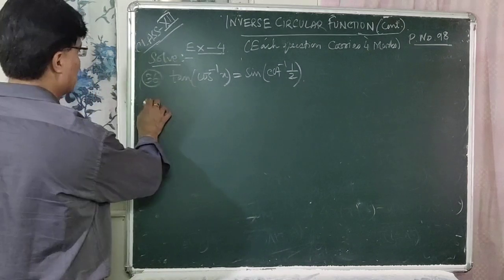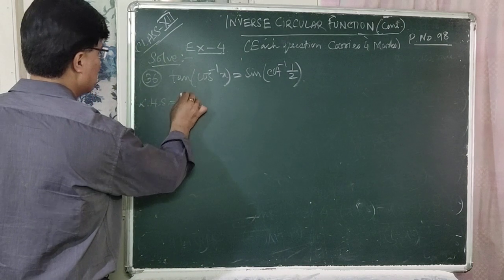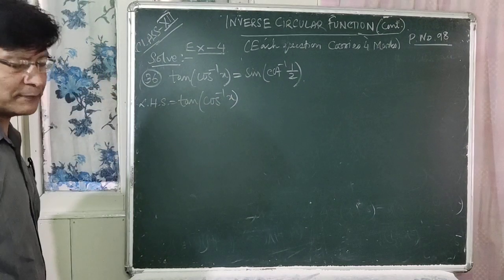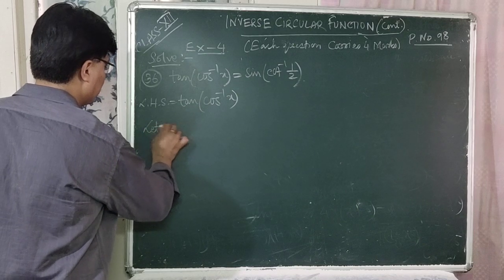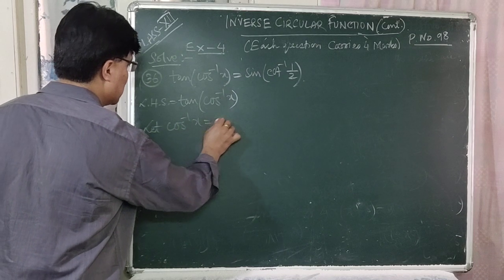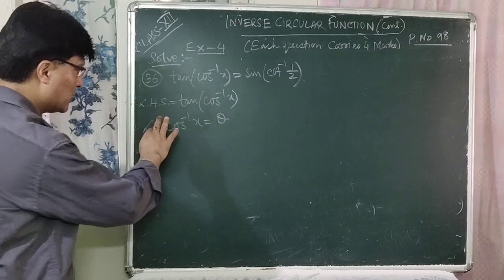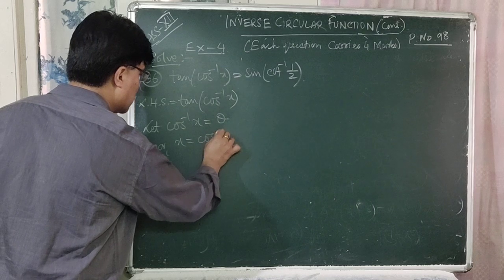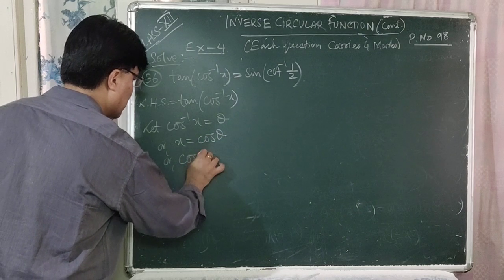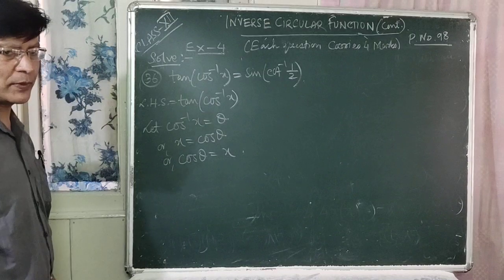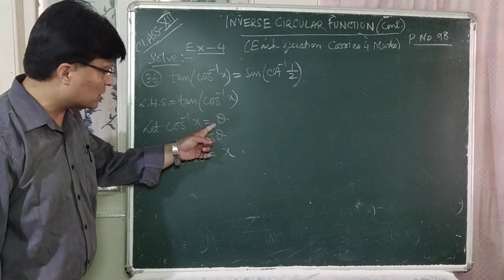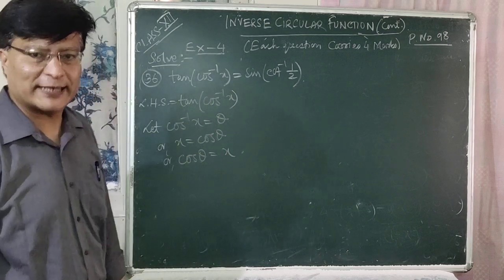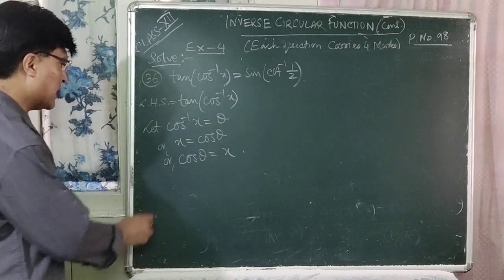Okay, let us simplify left hand side first. So what is LHS here? It is tan(cos⁻¹x). Let us simplify it. Let cos⁻¹x = θ, right? So let us take cos inverse to the right hand side. So it is x = cos θ, or you can write cos θ = x. Now if cos⁻¹x = θ, this left hand side becomes tan θ. That means from cos θ you have to get the value for tan θ.